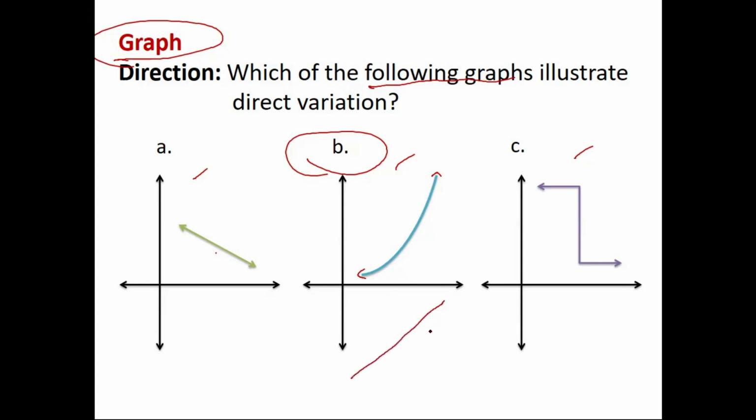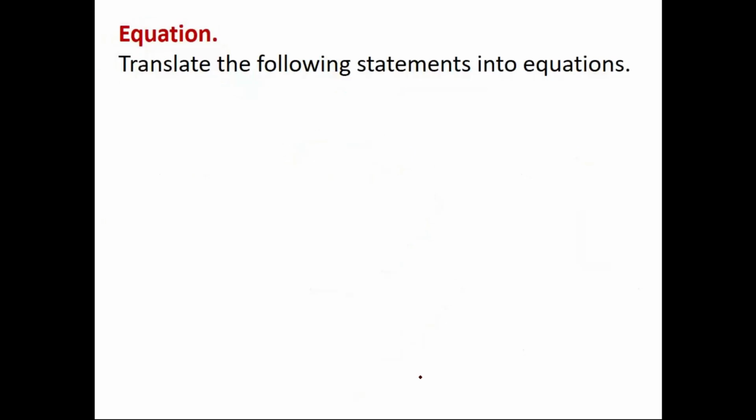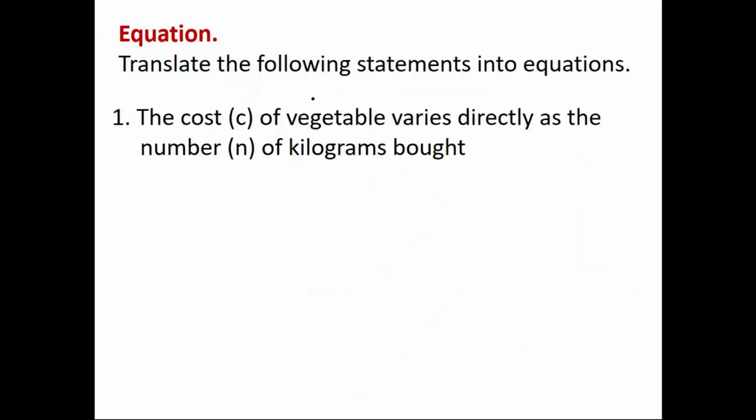Incline to the right. Okay, on this slide, I'll show you how to translate the following statements into equations. Number 1, the cost, which is denoted by lowercase letter c, of vegetable varies directly as the number of kilograms, both, which is denoted by lowercase letter n. So how are we going to translate this into equation? This is very easy. Here it is.